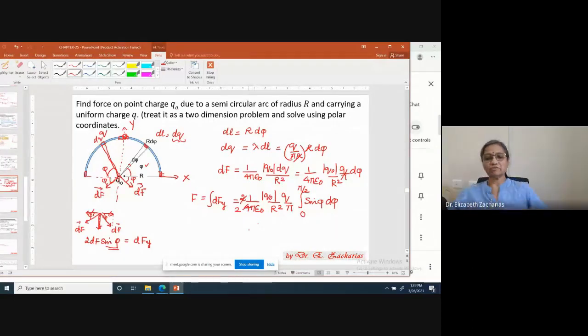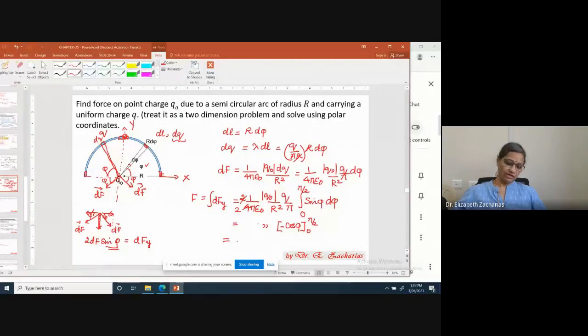So I have done it. Let's keep this as it is. And here, what will be integral sin phi? Integral sin phi will be minus cos phi from 0 to pi by 2. So when I substitute the limits, what will I get? What is cos pi by 2? It is 0. And cos 0 is going to be 1. There is a minus already, so minus of minus, so plus 1.